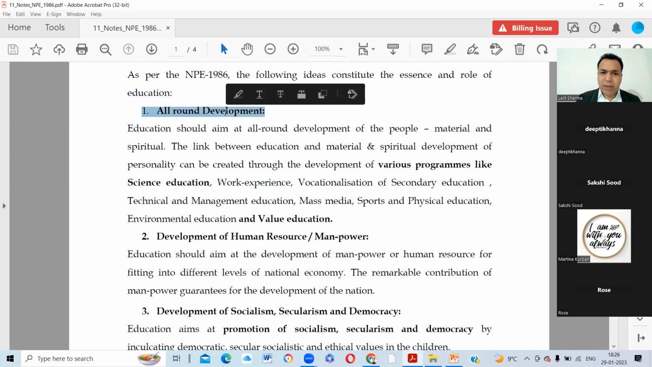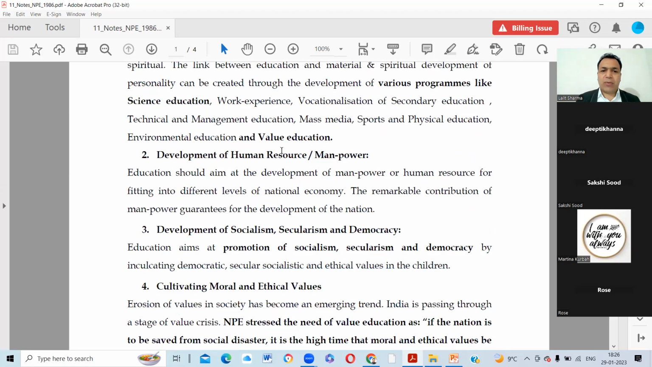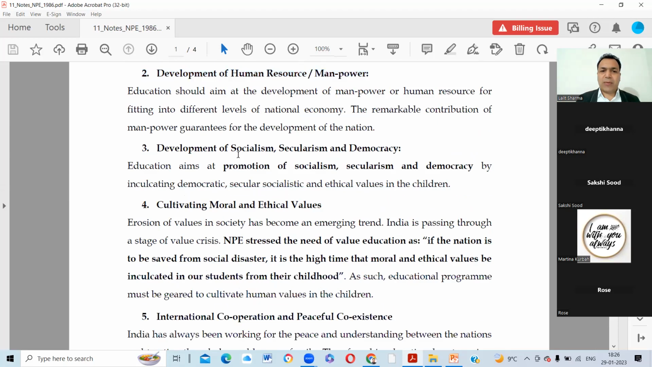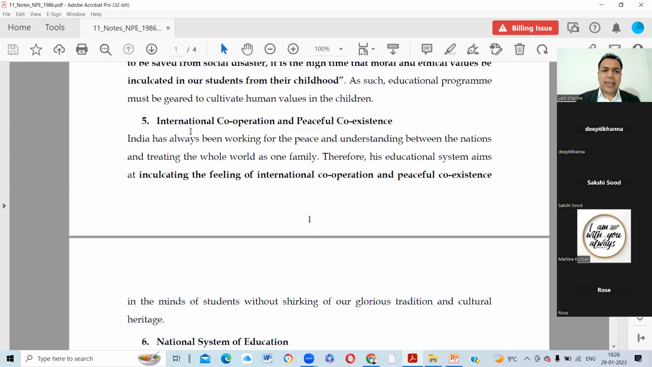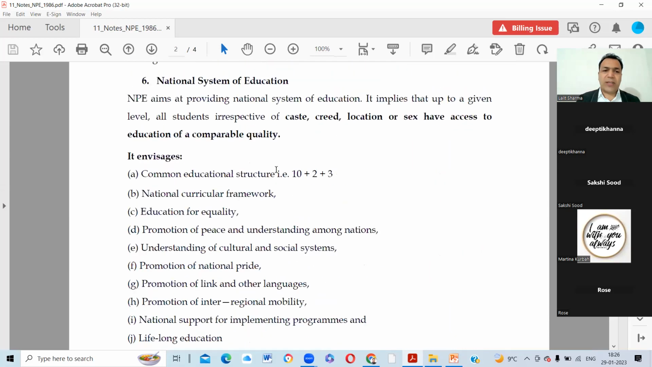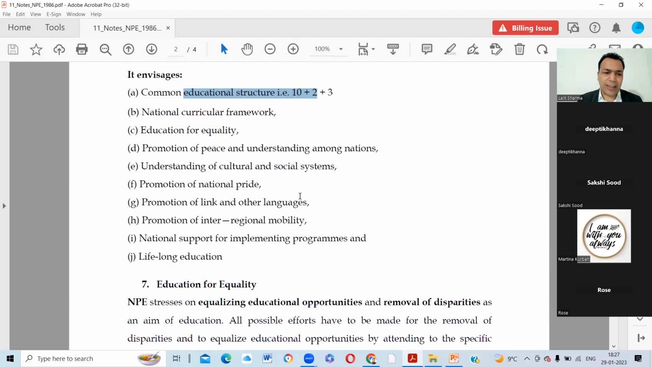There should be all round development of the students, development of human resources, development of socialism, secularism and democracy, right? Cultivating moral and ethical values, international cooperation and peaceful existence, national system of education. There should be a common education structure, the 10 plus 2 plus 3 system. Now, according to the new education policy, it has changed. You know that now it is 5 plus 3 plus 3 plus 4. I have already taken your lecture on NEP 2020, right?